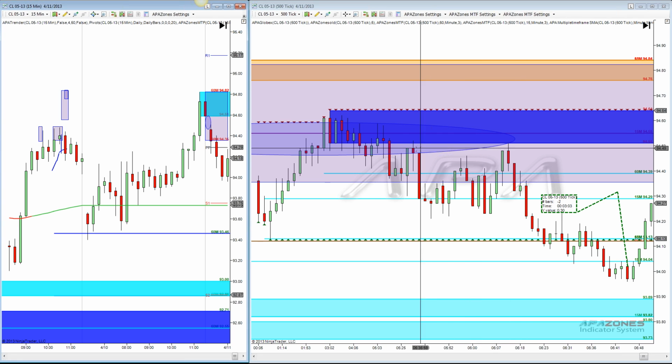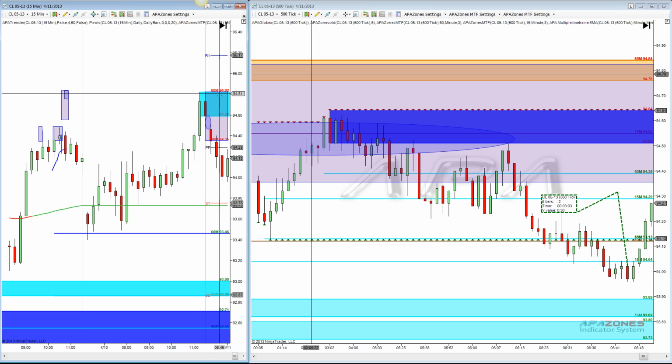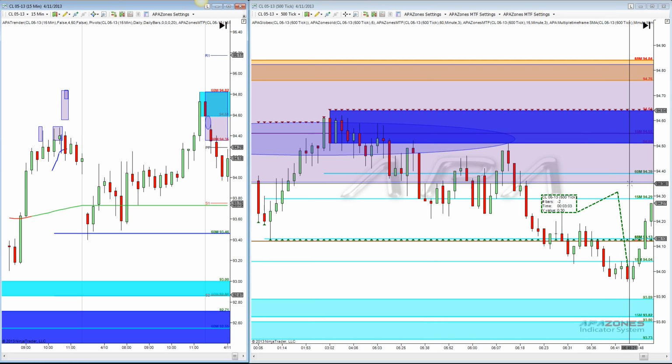That's really not a bad level to watch at all, especially off of that 15-minute level. I think that 35 level could definitely be resistance in the future. So it's really not a bad level. Plus, it kind of lines up with what I'm seeing right around in that range too.